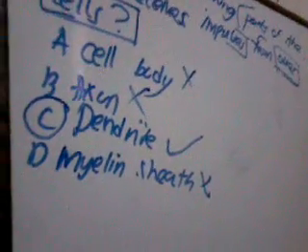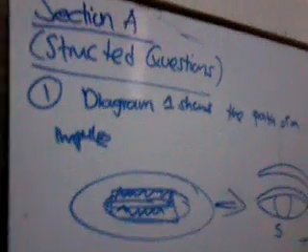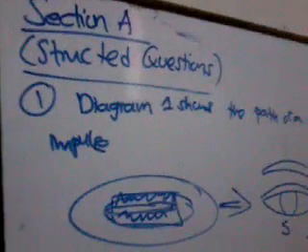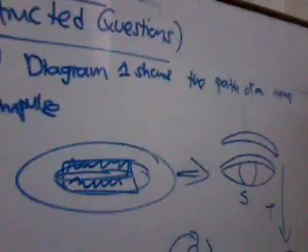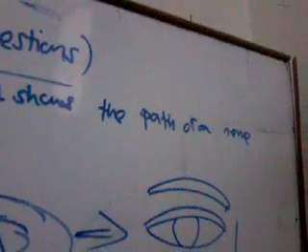Okay, let's go to section B, subjective questions. I'm sorry, I just told you section B. It's not section B, it's section A. Let's go to section A, structure question. Number 1. Diagram 1 shows the path of a nerve impulse.